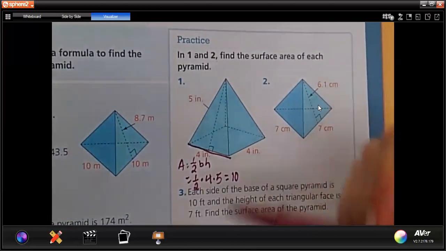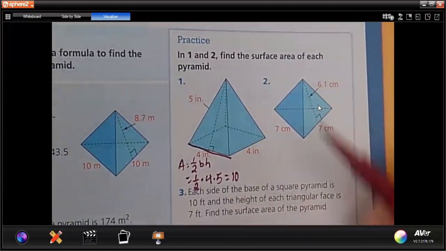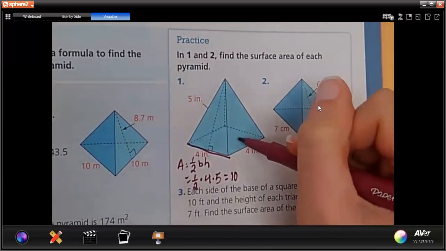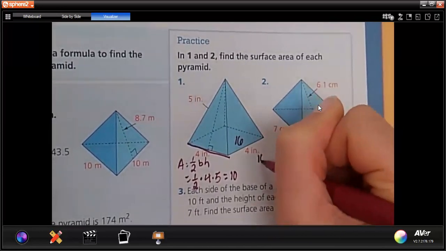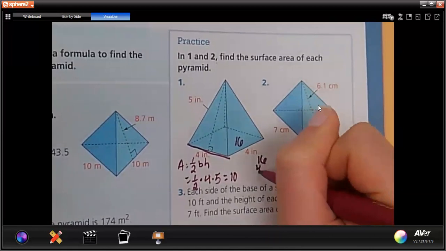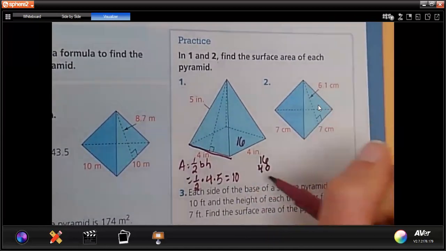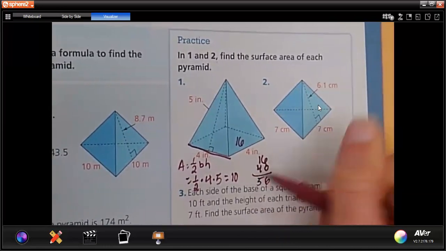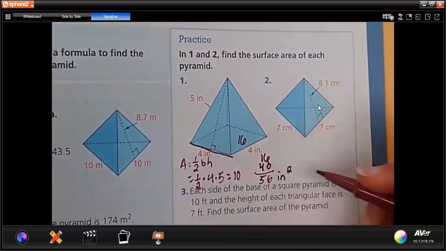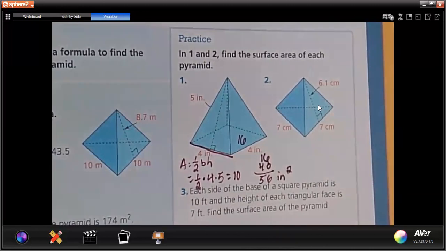All right, and then my base, it's a square, so all 4 sides are the same. 4 times 4 gets me 16. So I've got 16 plus 40. So I took the 10 that I got for the area of the triangle, multiplied that by 4. So 56 inches squared is going to be my surface area of my pyramid, square pyramid here.